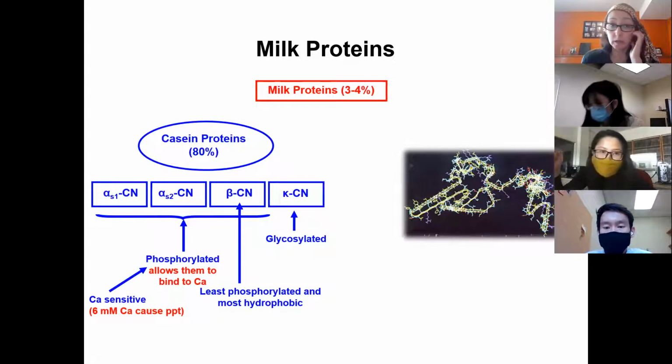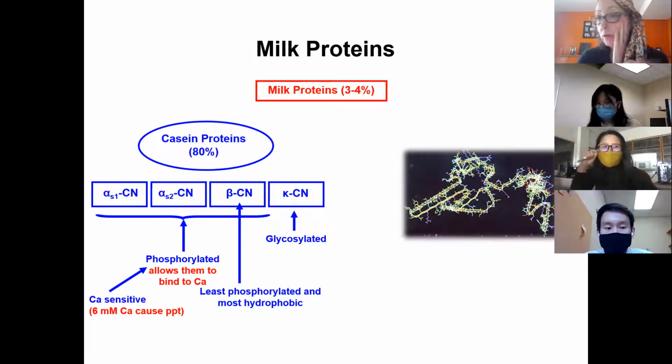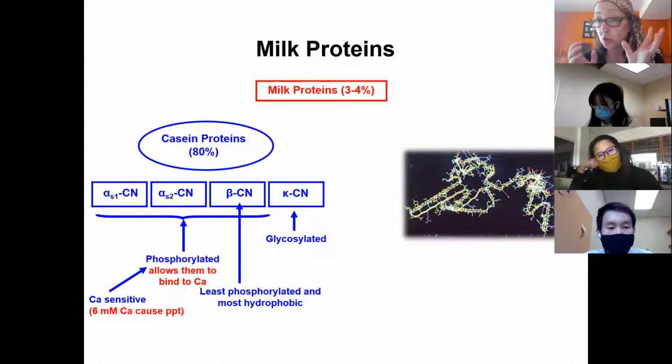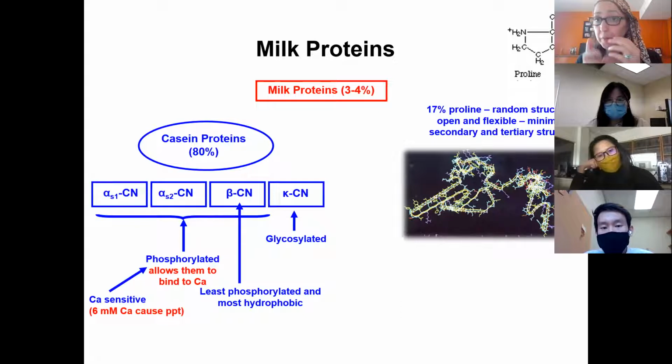So another important characteristic about all of these caseins is their random secondary structure and open tertiary structure. So, reminder, they have a high percentage of proline.